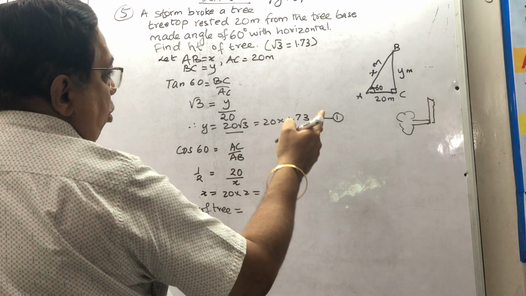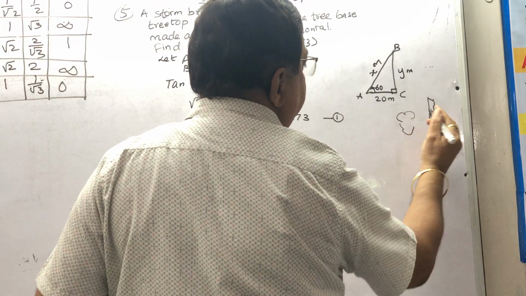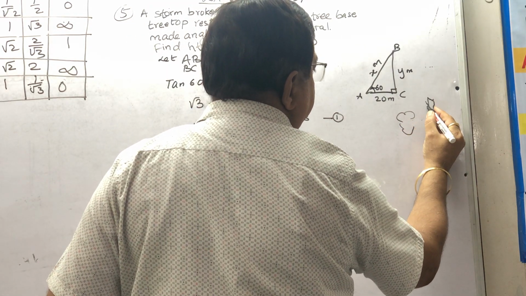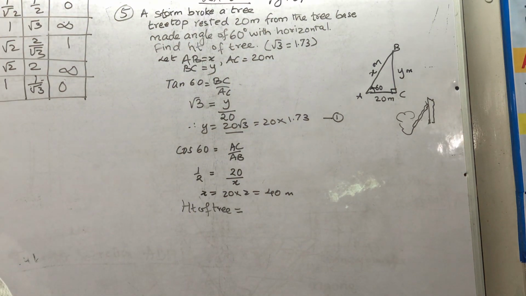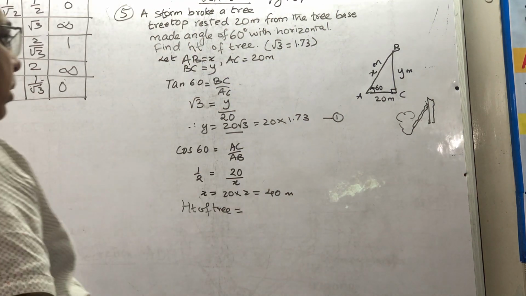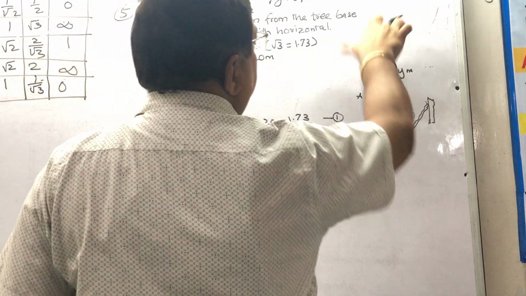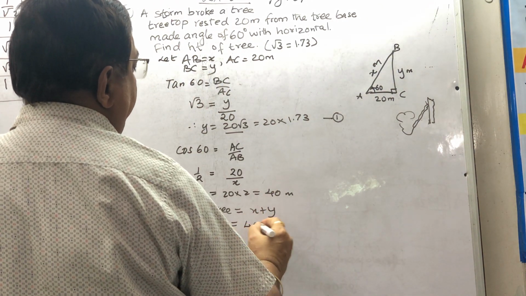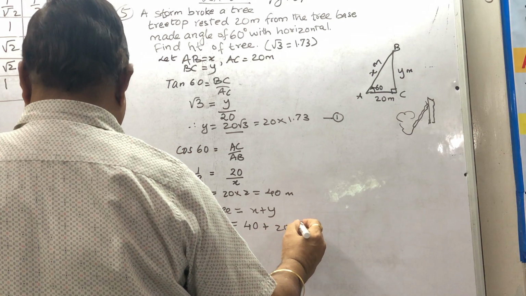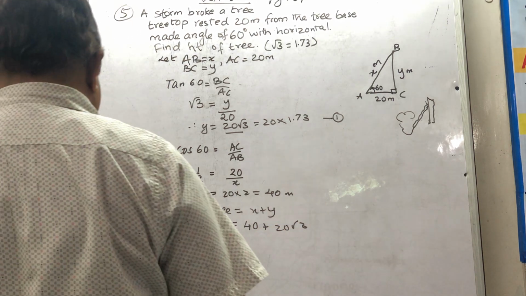Now the total height of the tree, since it has fallen, bring the tree straight up again, and now the two pieces will join. X plus y, that is 40 plus 20 root 3. I get a value like this.